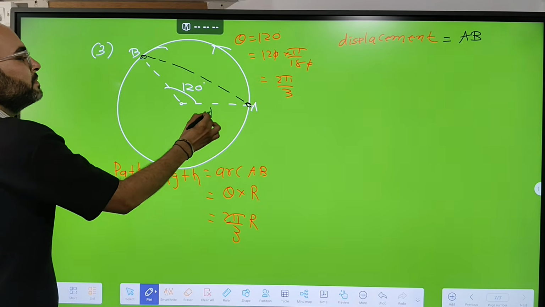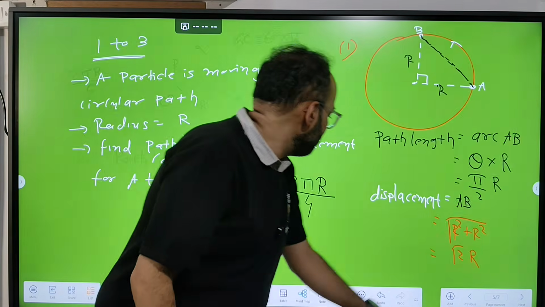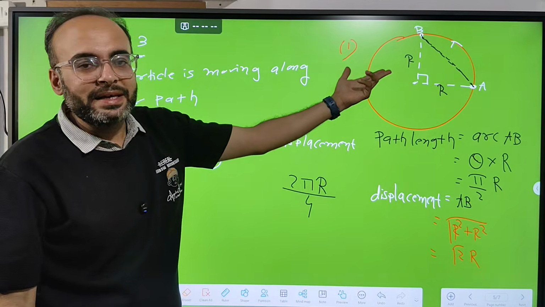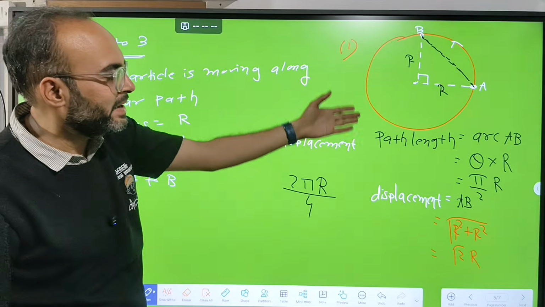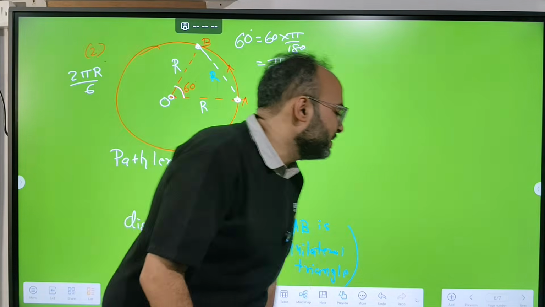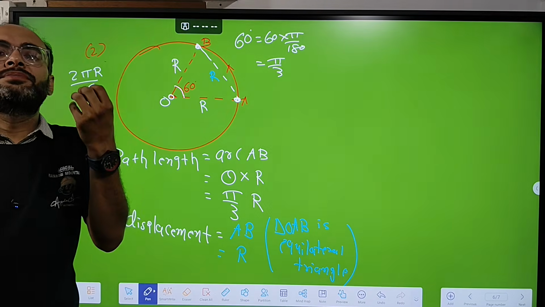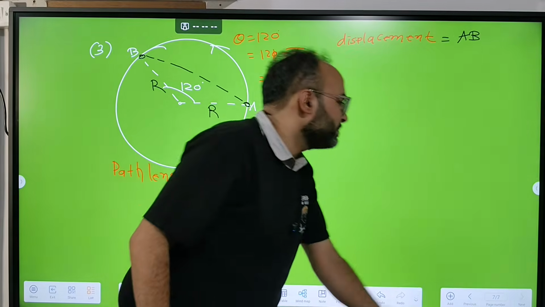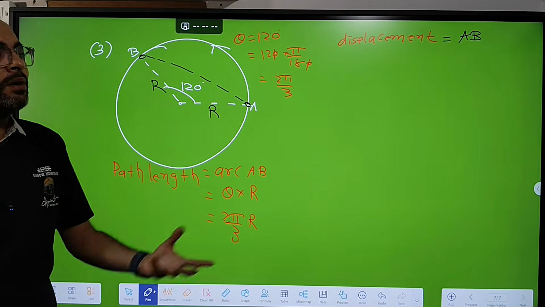But now there is one problem. What is the problem? See, in the first case, it is a right angle triangle. So we know the Pythagoras. We apply, we get the answer of displacement. In the second case, again it is very easy. It is 60 degrees, so it becomes an equilateral triangle. So AB equals R. But now the twist is here, 120 degree. So how to solve it?